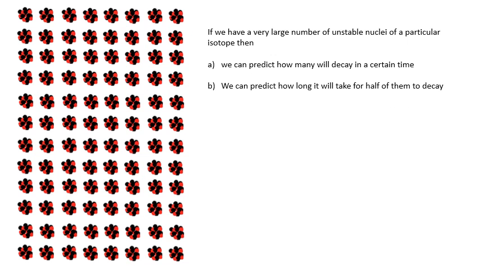So if you have a very, very large number of unstable nuclei of a particular isotope, we can predict how many will decay in a certain time. We might not predict to the individual atom, but we will know what fraction of them will decay in a certain time. We can also predict how long it will take for half of them to decay. And the time it takes for half of them to decay is called the half-life. It's the half-life of that isotope.